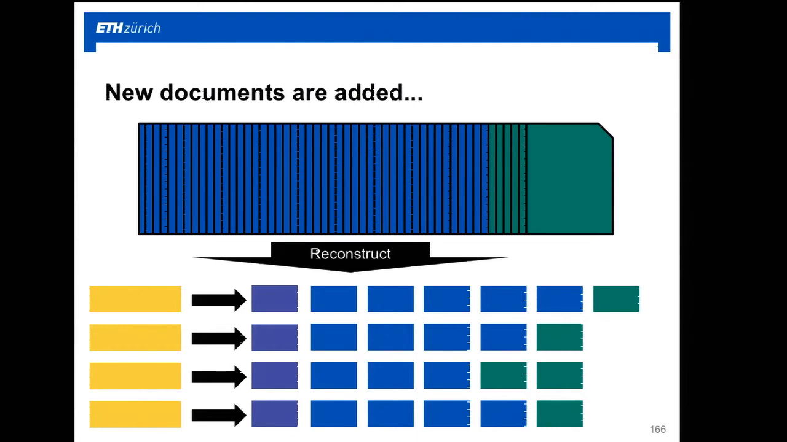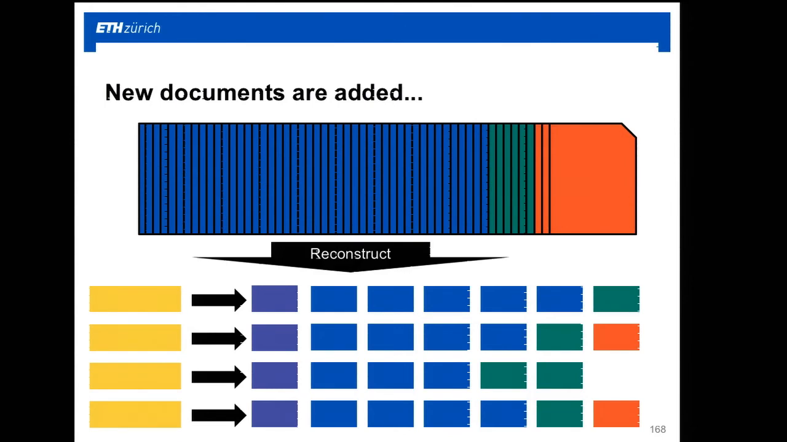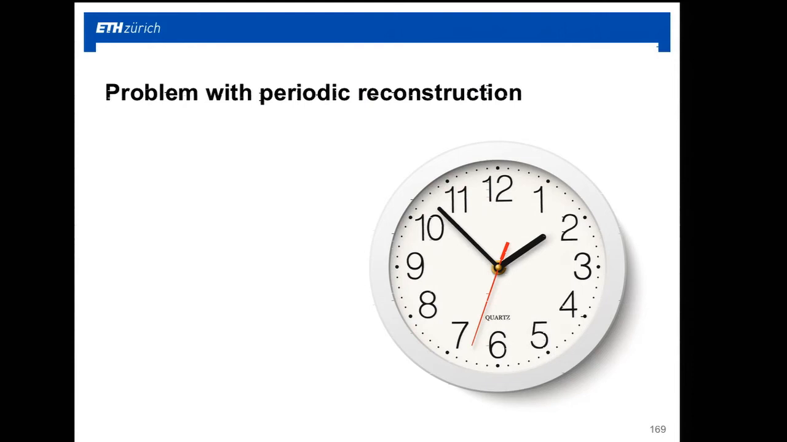There are a few drawbacks, as you can imagine, for index reconstruction. There are two drawbacks with this periodic reconstruction. The first one is result staleness, meaning that when you reconstruct, you are not reconstructing every time a single document gets added. You may wait. For example, you can do it every hour, or you can do it every day, you can do it every 2 days.